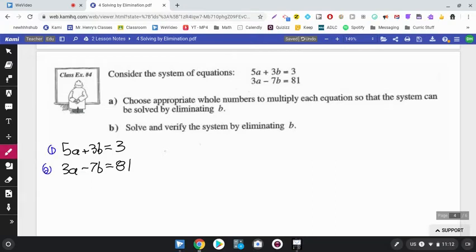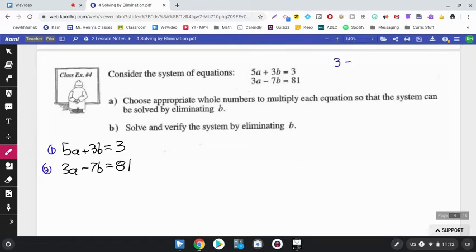If I am going to eliminate b, I already have the opposite signs. One's positive, one negative. That's nice. But I need to somehow turn a 3 and a 7 into the same thing. I need to find kind of like a common factor. So what I'm going to say is, I'll just go up to the side.